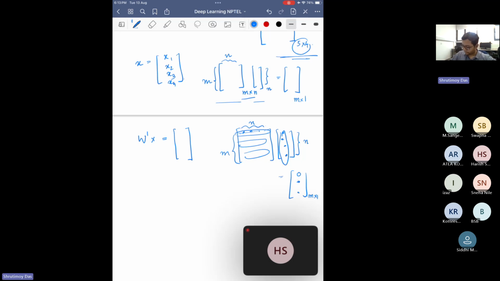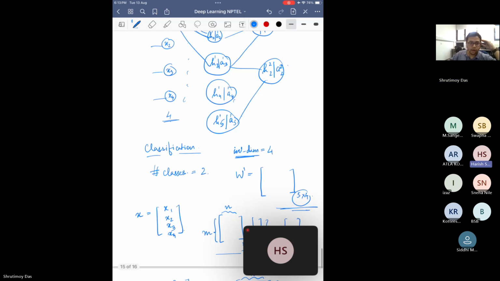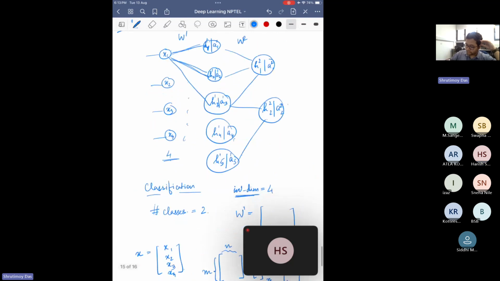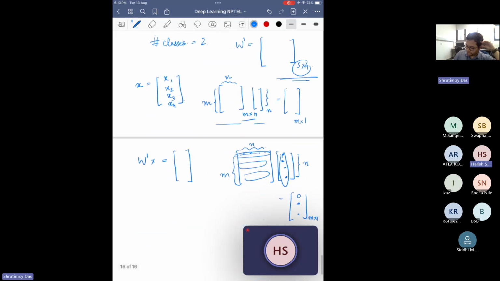Okay, good. So now, what is the logic behind having this as 5 cross 4? We have this four-dimensional vector, and now I want to move it to 5 dimensions because we have 5 hidden neurons in this case. So I need to multiply by a 5 by 4 matrix. If I multiply it with a 4 cross 1 matrix, I will get a 5 cross 1 matrix. Is this clear?